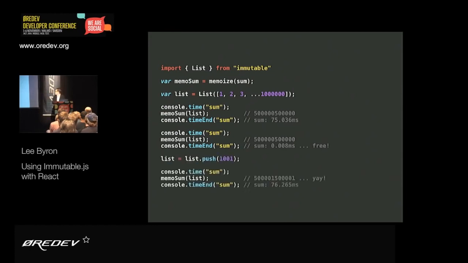And then we push in and make sure that we take the return of that and set it. So list is our identity, and we get a new value, and we assign that to the list identity. And we call memo sum again. And as we expect, it takes some time to process, and we get a new answer. Yay, this is what we want.